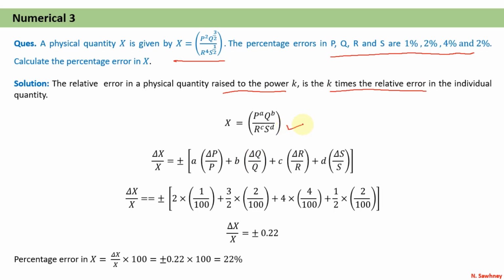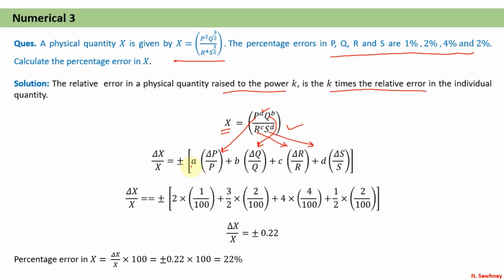So applying the same in the given question, the relative error in X can be calculated if we find out the relative error of the individual quantities multiplied by the power they are raised to. P is raised to the power A, so it will be written like this. That is, A will come out here and then be multiplied by the relative error. Similarly, for Q multiplied by B, and for the denominator terms also in the same manner.